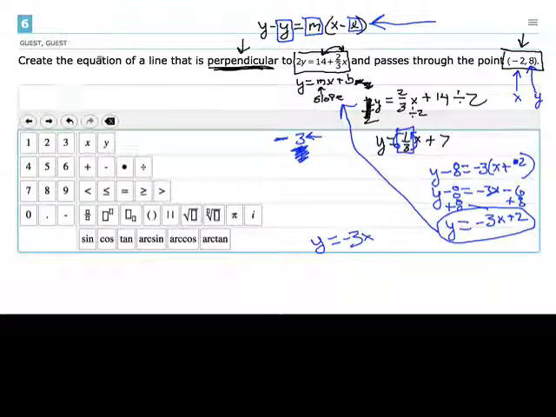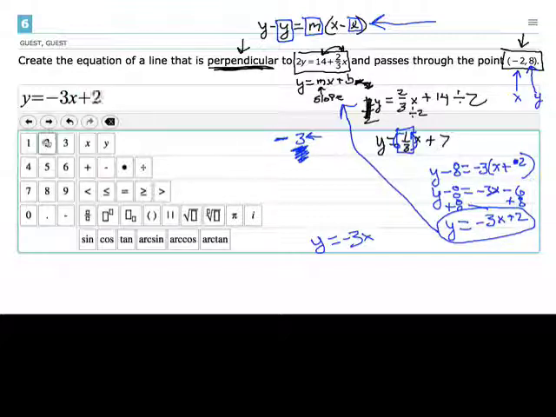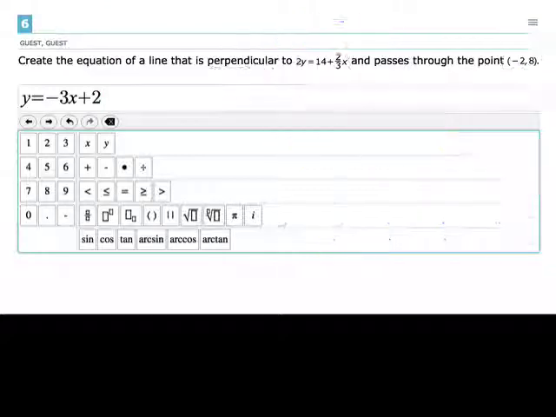So let's clear this out so I can put my answer. I know that my answer is going to be y equals negative 3x plus 2. So that's my answer. Those two lines are perfectly perpendicular to each other, and this line will go right through this point.